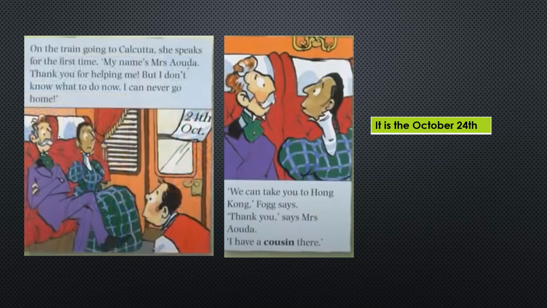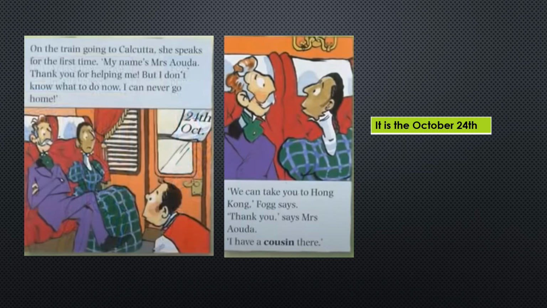They all sit on the train and they are going to Calcutta, where Mrs. Auda speaks for the first time. She says, "My name is Mrs. Auda. Thank you for helping me, but I don't know what to do now. I can never go home." The date is October 24th.